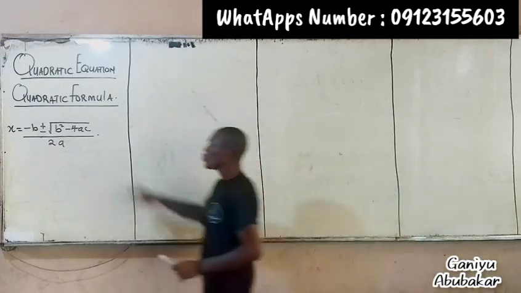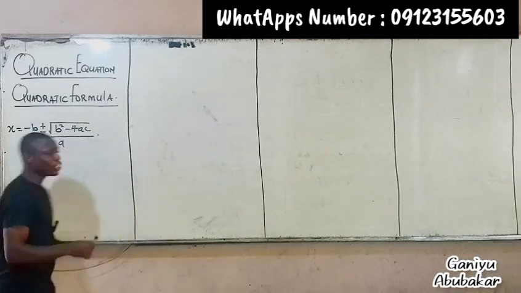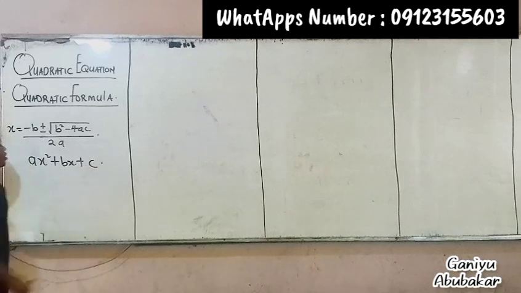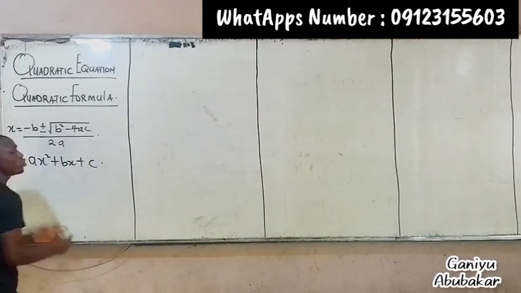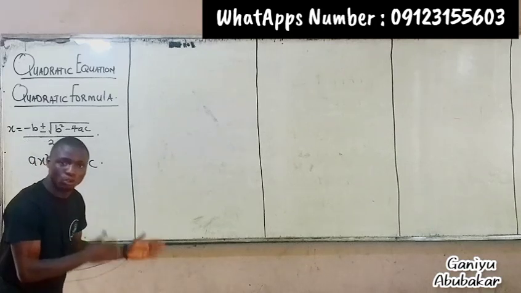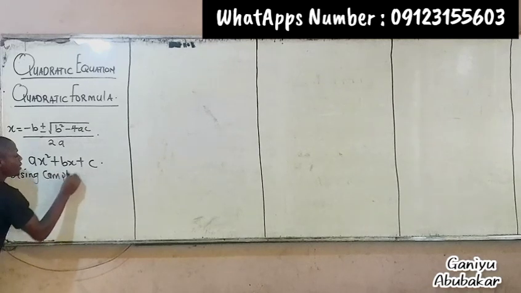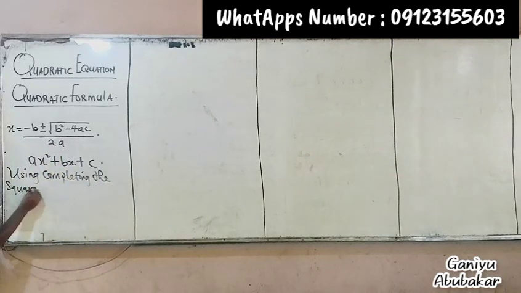Alright, to prove this, recall the general form of a quadratic equation, which is ax squared plus bx plus c. This is the general form of a quadratic equation. From here, I can derive this formula using the completing the square method.